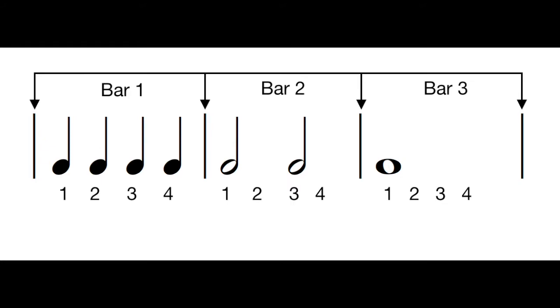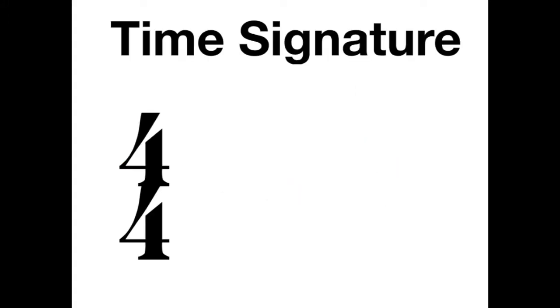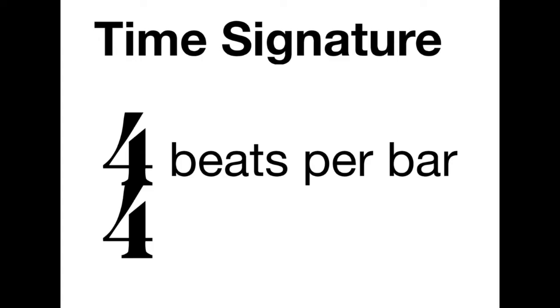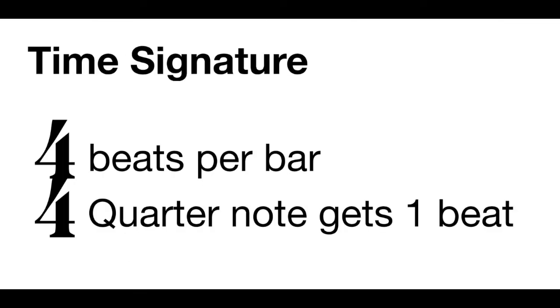Well, at the beginning of the song, they'll write what we call a time signature. A time signature is two numbers. The top one tells you the number of beats in every bar, in this case, four beats per bar. The bottom number tells you what kind of note gets counted as one beat. And usually this is going to be a four, meaning a quarter note is one beat, as we've been practicing. So let's look at a few examples of music in 4-4 time.